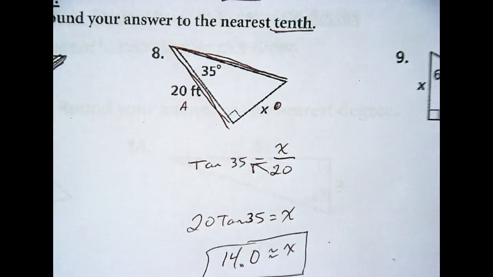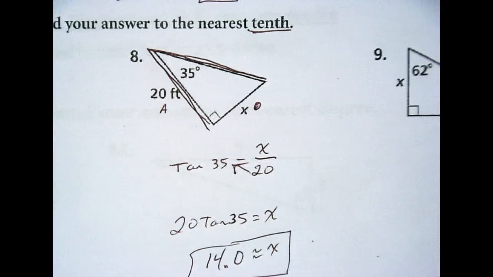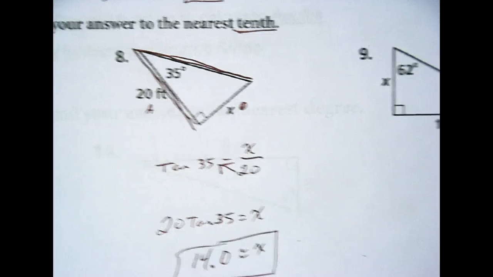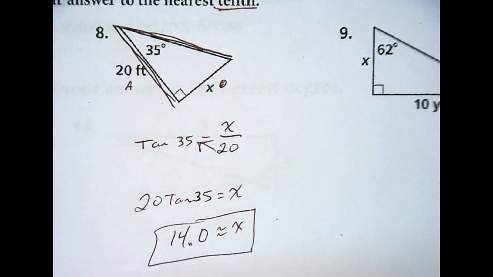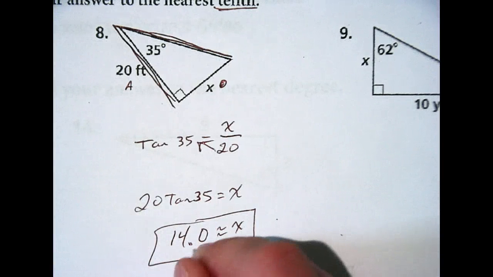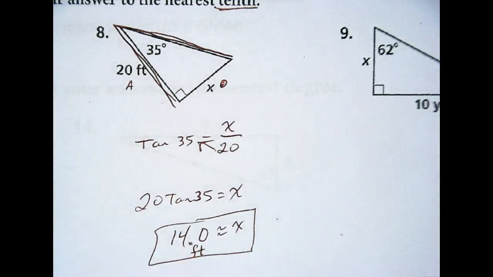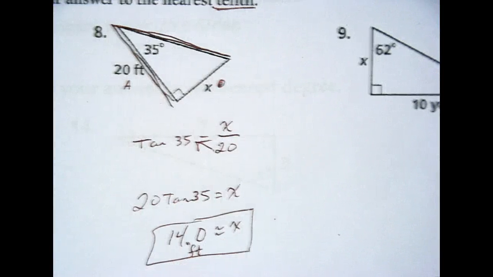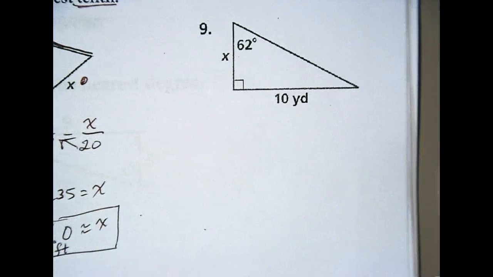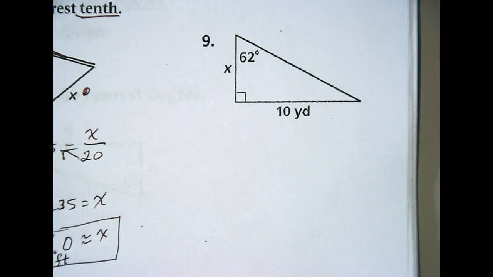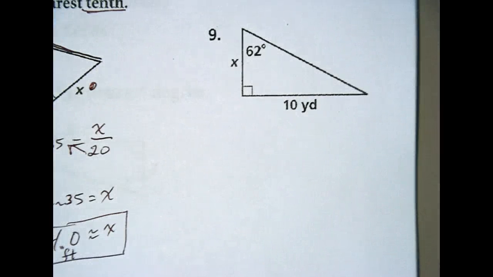How many have done number 9? Question, Bennett? Do we have to label the feet and centimeters and stuff? It's a good idea. Yeah, 5.7 centimeters on the first one, 14.0 feet. I wouldn't mark it down right now, but it's always a good habit. Okay, how many have finished 9? Go ahead and try 9. If you finish number 9, you can finish up that section.